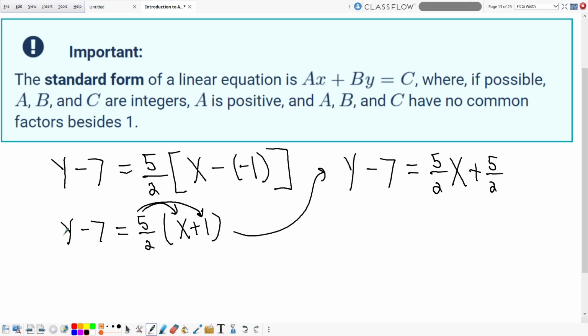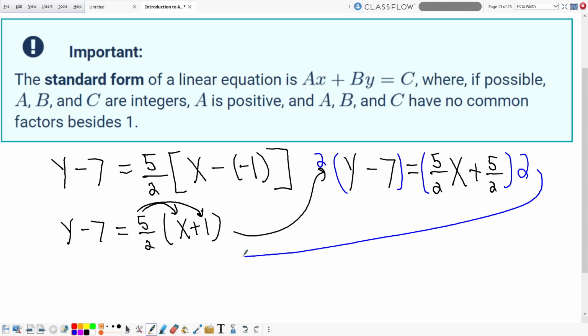Okay. That's still not standard form because we want integers. So how can I get rid of these non-integers? How can I get rid of the fractions? Well, they all have a common denominator of 2. So I'm just going to multiply all this by 2. And what I do to the one side, I'm going to have to do to the other as well. So times everything by 2.